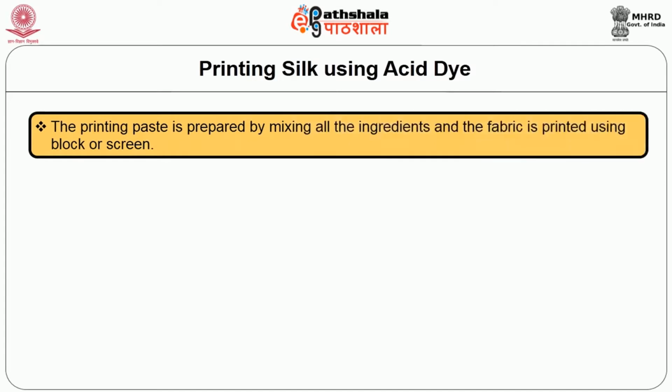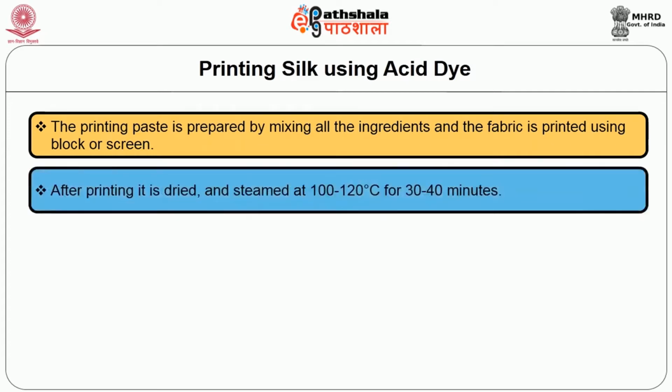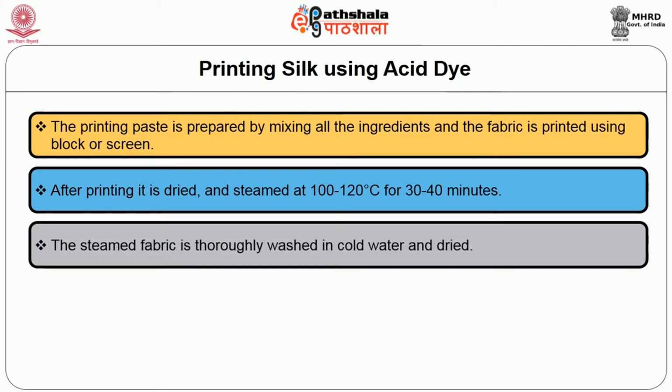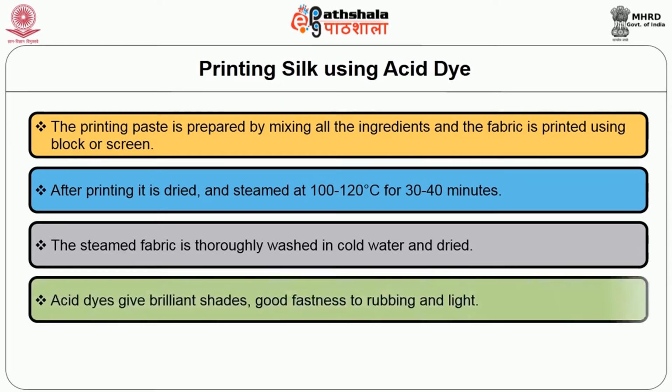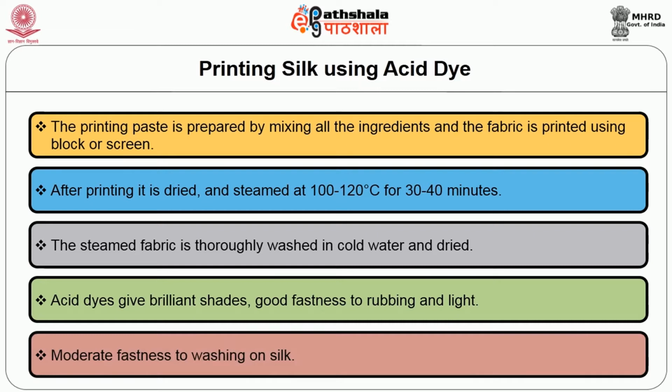The printing paste is prepared by mixing all the ingredients and the fabric is printed using block or screen. After printing, it's dried and steamed at 100 to 120 degrees centigrade for 30 to 40 minutes. The steamed fabric is thoroughly washed in cold water and dried. Acid dyes give brilliant shades, good fastness to rubbing and light, and moderate fastness to washing on silk.